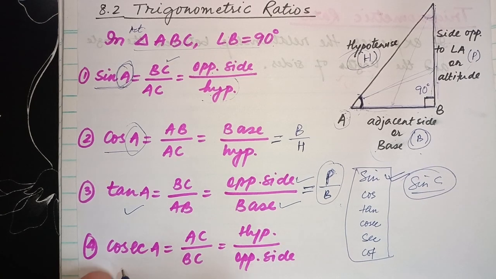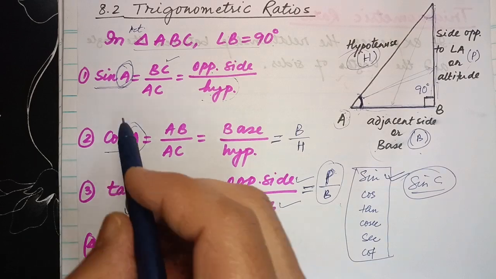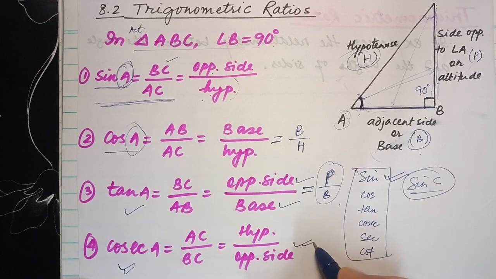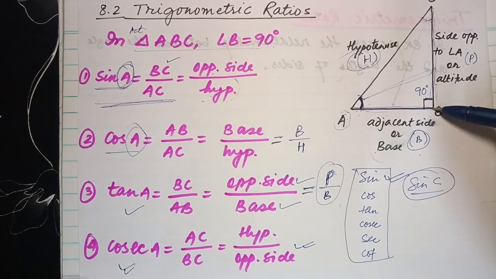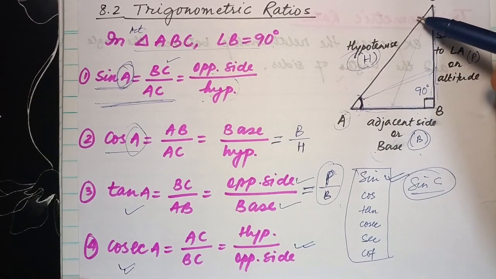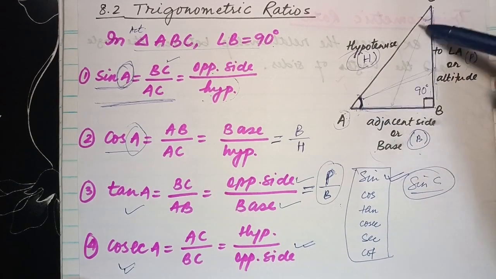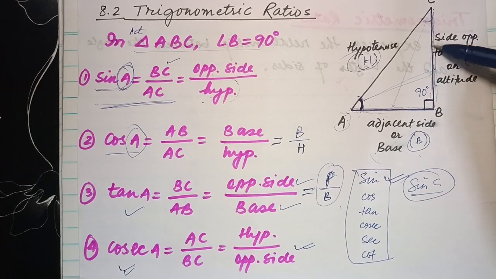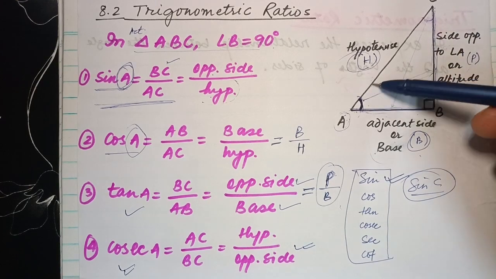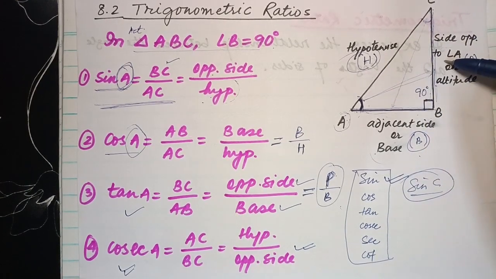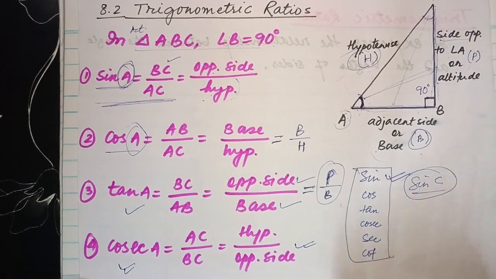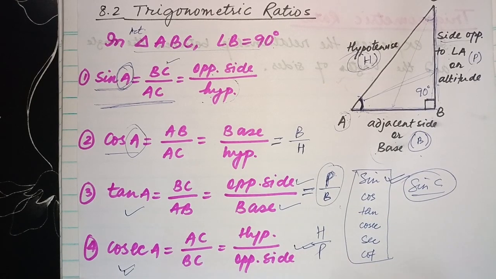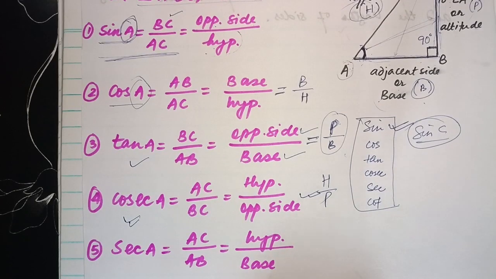Now we'll come to cosec. Cosec means just the opposite of sine. What was sine? Sine was opposite side BC by hypotenuse. Then cosec means hypotenuse by opposite side, upside down. So the denominator will become the numerator. This hypotenuse by this opposite side will give you cosec. So here we can say H by P is your cosec.